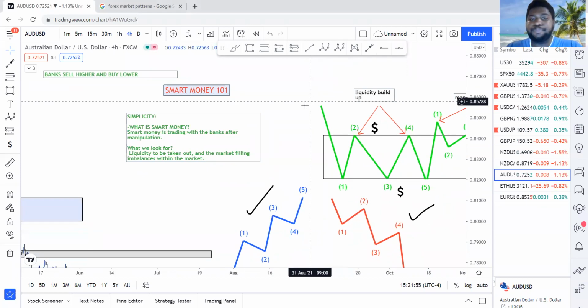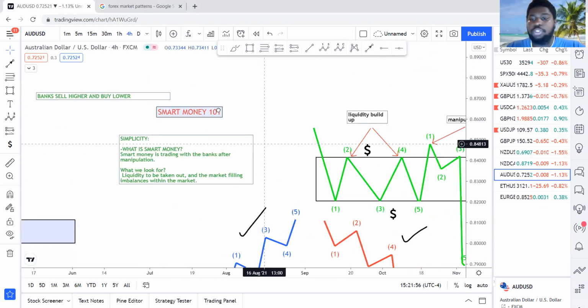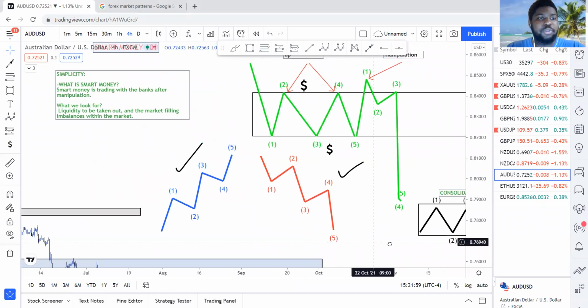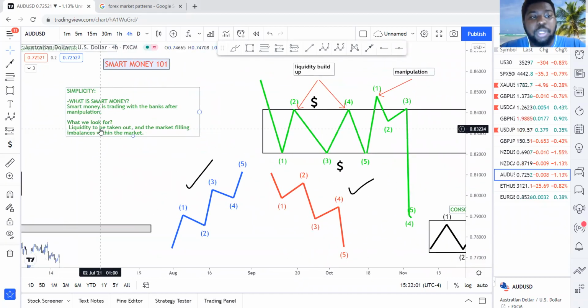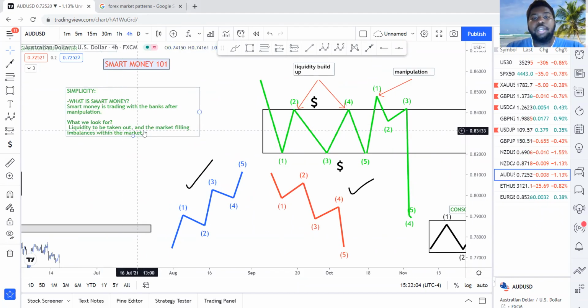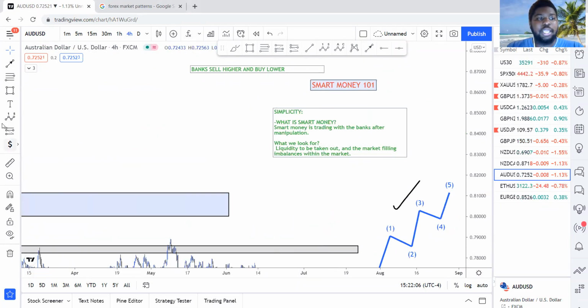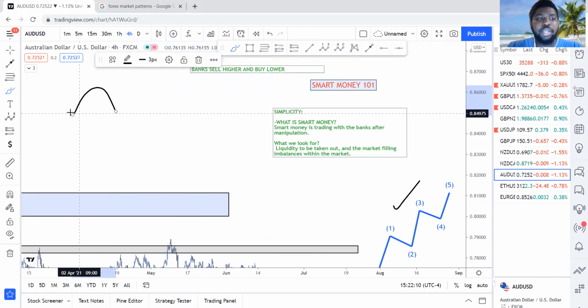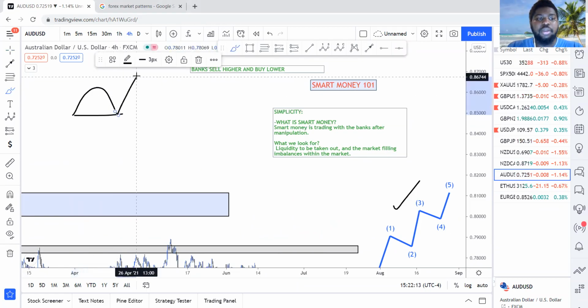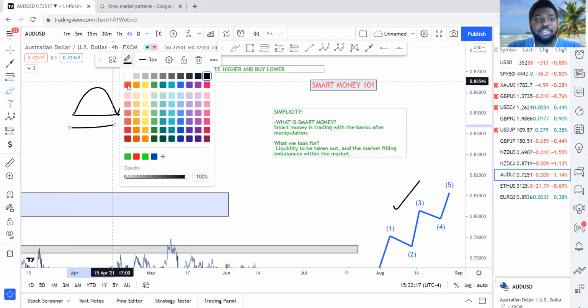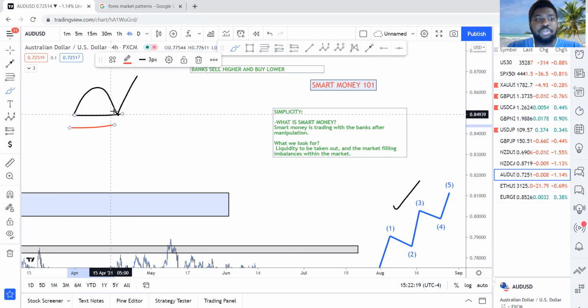But yes, so when we talk about the bank, where was that? So what we look for in this market is liquidity to be taken out, right? When we talk about double tops or double bottoms, a double bottom represents a buy. Your stop loss is normally here. That is where your stop loss is at. So what the banks do, as I mentioned, they buy lower, so they take price down here, take out that liquidity, and then buy the price up, right?